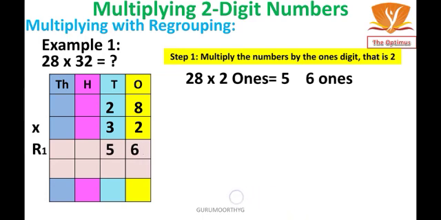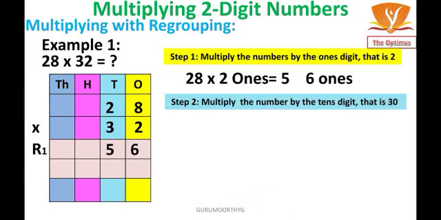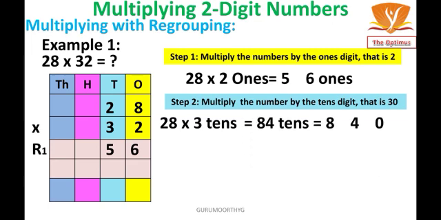Step 2. Multiply the number by the tens digit, that is 30. 30 is nothing but 3 tens. 28 into 3 tens equal to 84 tens. 84 tens is nothing but 840. This 840, I am going to write in row 2.